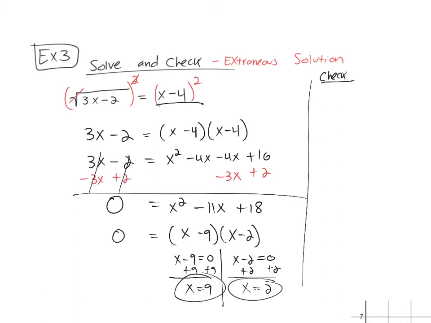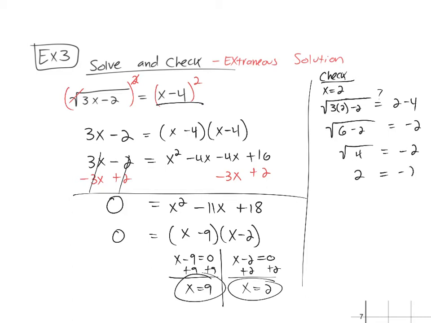So let's check when x equals 2. Is the square root of 3 times 2 minus 2 equal to x minus 4, but x is 2, so 2 minus 4? Is that a true statement? Is the square root of 6 minus 2 equal to negative 2? Well, I hope you start to see that we run into a problem here. The square root of 4 can't equal negative 2 because 2 doesn't equal negative 2. So here we actually have x equals 2 being an extraneous solution.